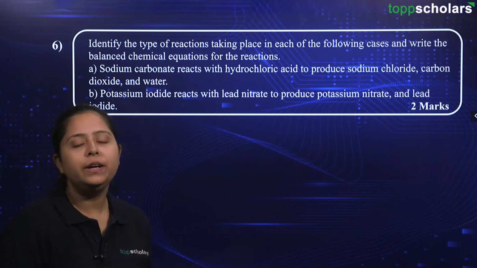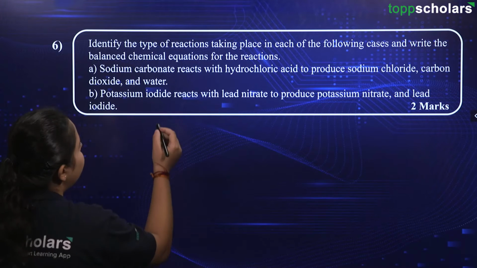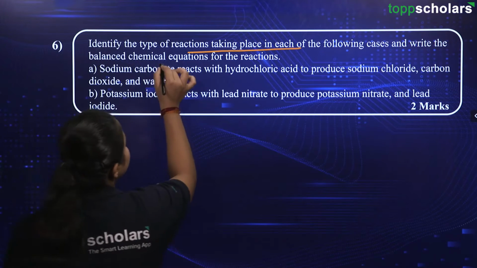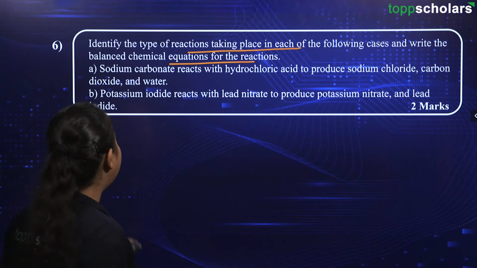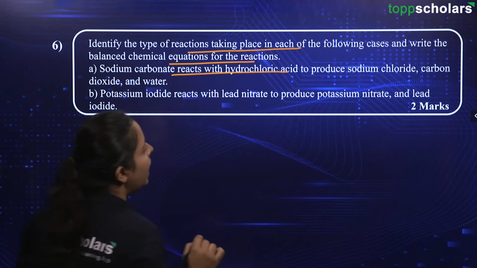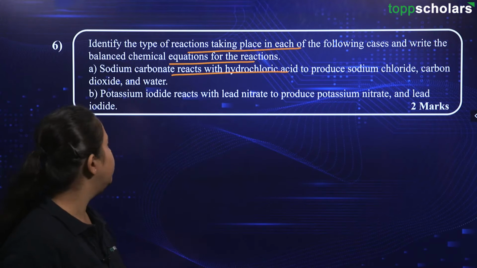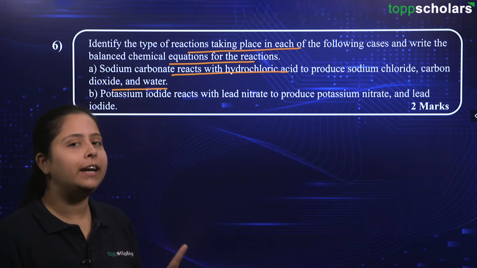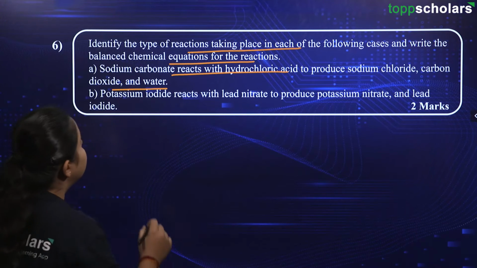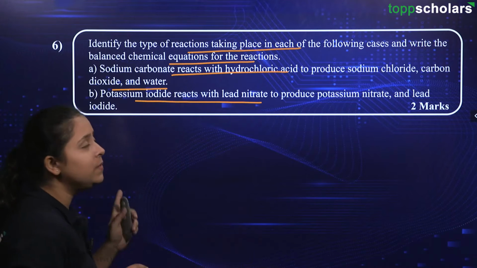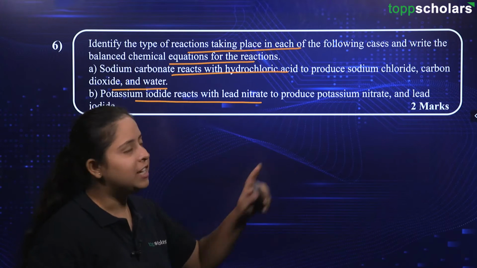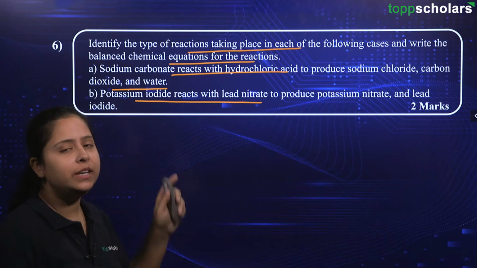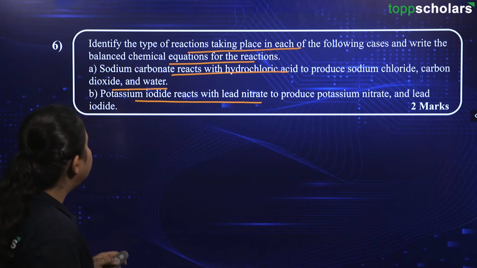Right. So here is the question. It states, identify the type of reactions taking place in each of the following cases and write the balanced chemical equation for the reaction. Part A says, sodium carbonate reacts with hydrochloric acid to produce sodium chloride, carbon dioxide and water. We need to find out the reaction type and then write the equation for this chemical reaction. Then we have potassium iodide reacts with lead nitrate to produce potassium nitrate and lead iodide. Okay. So for both of these things we need to do the same thing. Let us go for the part A.